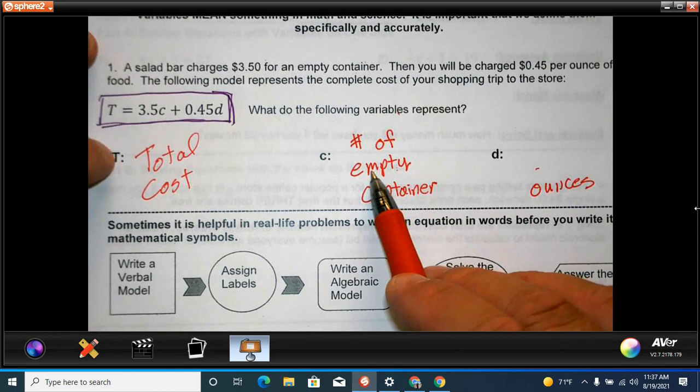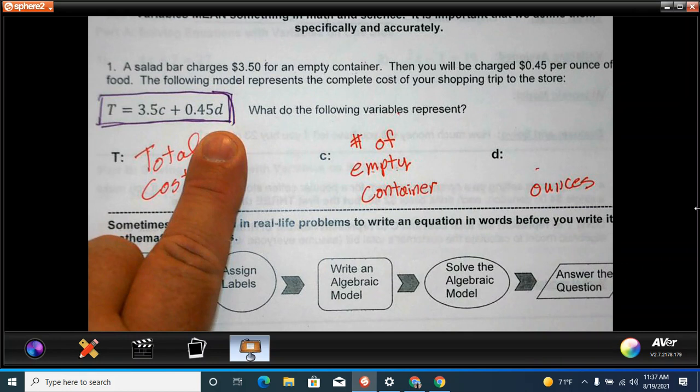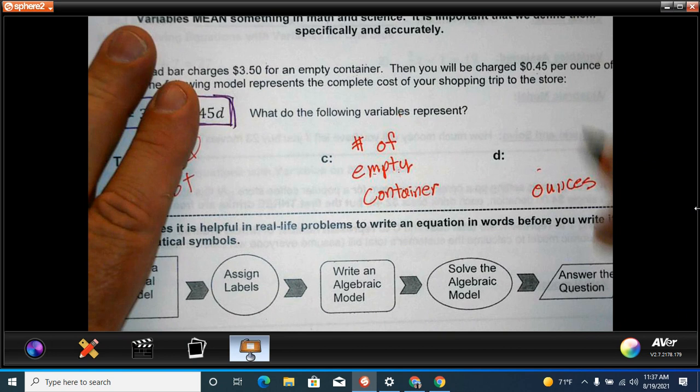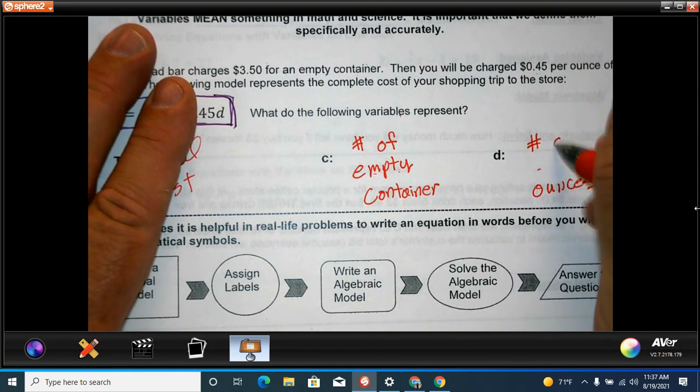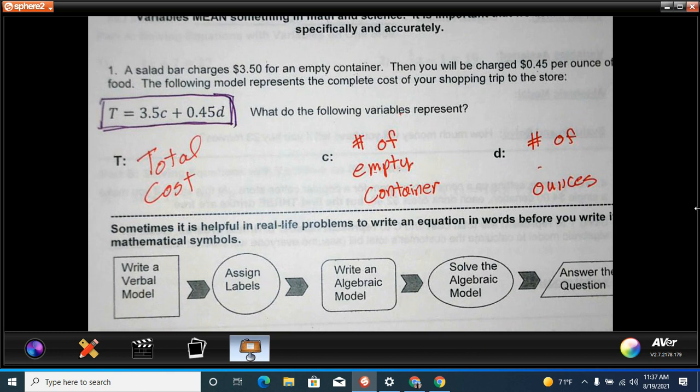So with this in mind, D is going to represent what? We know the cost per ounce, the number of ounces. Great, great. Okay, so there's our variables defined. And that's all the problem asks us to do. Seemed like a lot of work just for that.